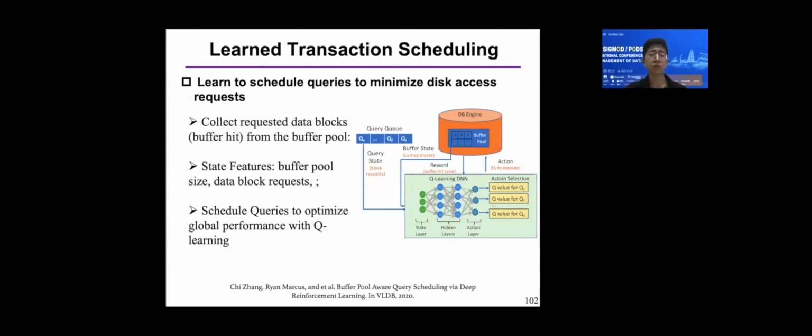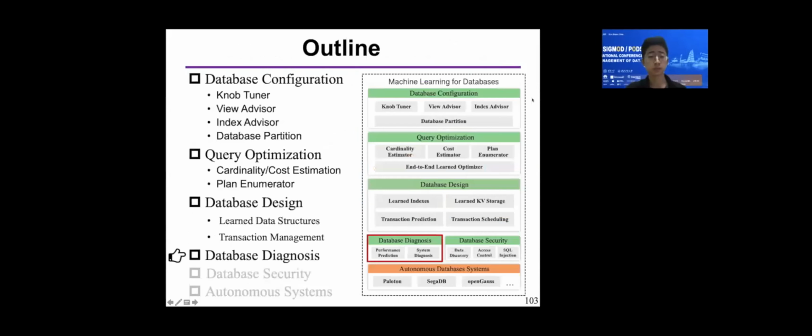So Zhang has proposed to learn to schedule queries to minimize the disk access requests. It first collects the state of the requested data blocks from the buffer pool, and then it featurizes the state features like buffer pool size and the data block requests. And finally, it schedules the queries to optimize the global performance based on the state features with the RL method like Q-learning.